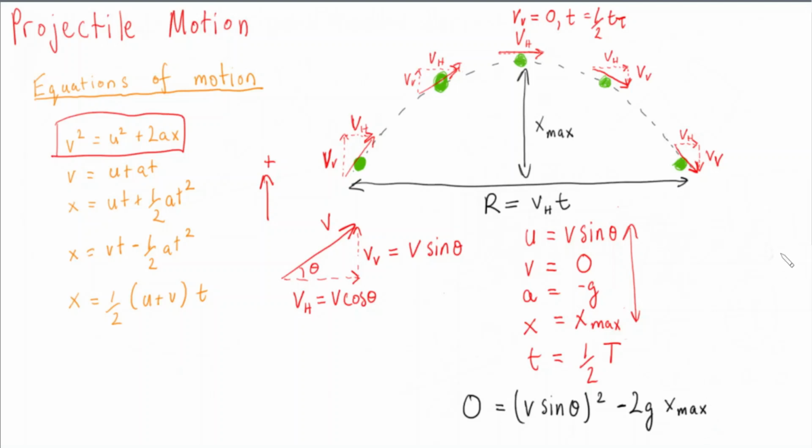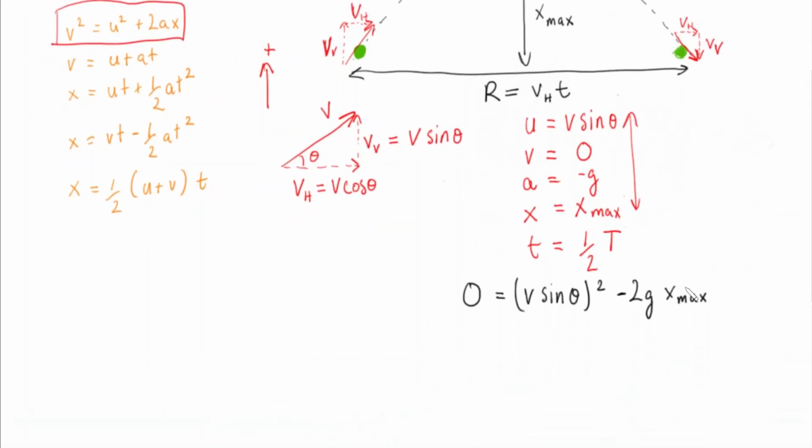Now if I rearrange this equation for x max, I'll just take that to the other side, so I'll get 2g x max is equal to v sine theta squared. So I can manipulate this equation for x max to say x max is equal to v sine theta, whole squared, divided by 2g.